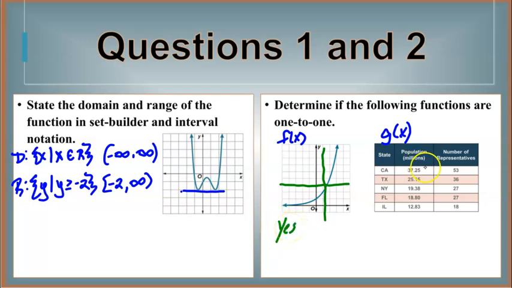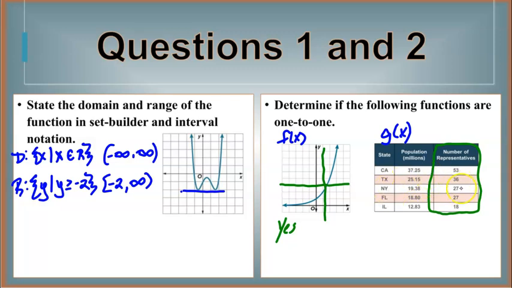Now if we look at the other one, we have California to the population in millions. If we're looking at the population in millions, it is a function because each state only has one population. And if we go the other direction, they are also one-to-one. But if we were to follow the numbers that they have for the number of representatives, California would have 53 representatives, Texas 36, New York and Florida both have 27.